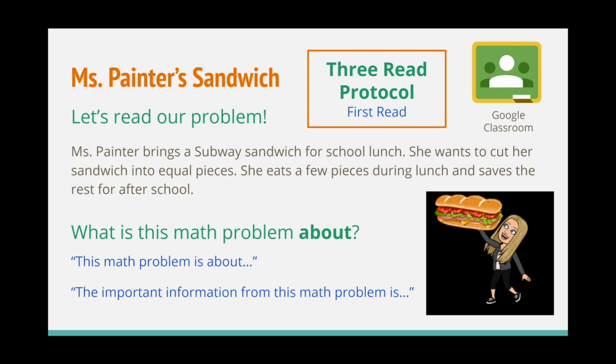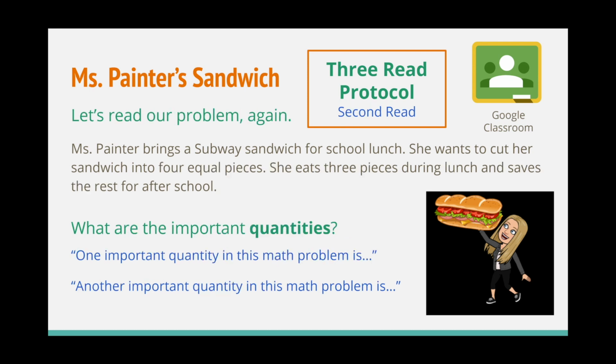So what is this problem about? While you're sharing with a partner at home, and if you don't have someone at home to share with, you can think to yourself, what was this problem about? Who was in it? Where were they? When was it? What were they doing? So what's the important information? You're going to be answering, what is this problem about, in our Google Classroom.